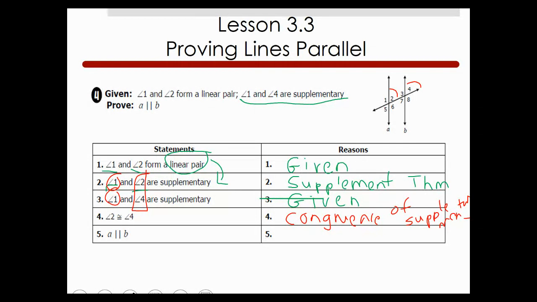And the last one, well, we know angle 2 and 4 are congruent. If angle 2 and 4 are congruent, what's the relationship between them? The lines are going to be parallel. They're corresponding, so it's corresponding angle converse. Okay, so this is all for this lesson.